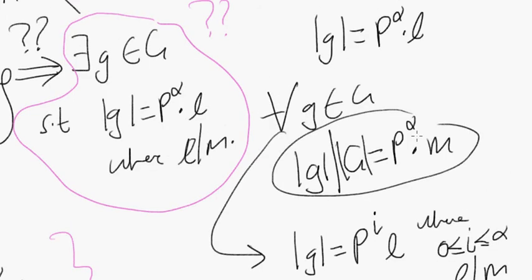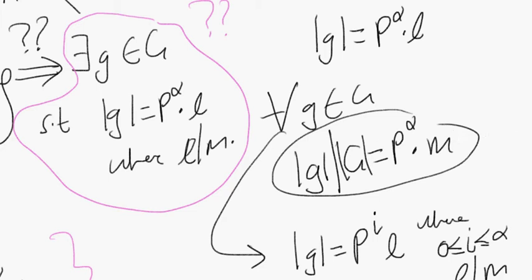Can we say that anything that divides p to the alpha times m is of the form p to the i times L, where i is some power of p, at most alpha, at least 0, and L is just some divisor of m? Can you think of something that divides p to the alpha times m that's not in the form p to the i times L, right?